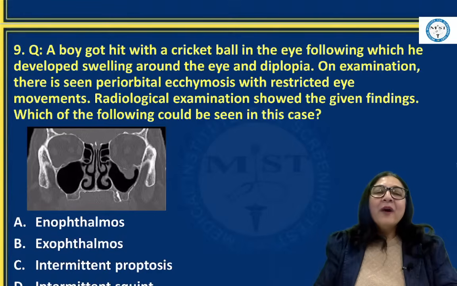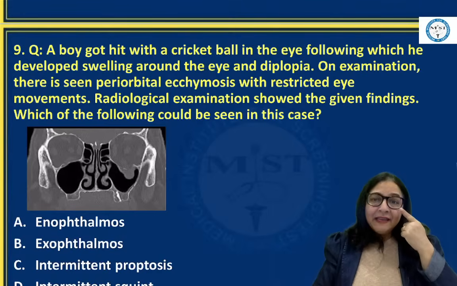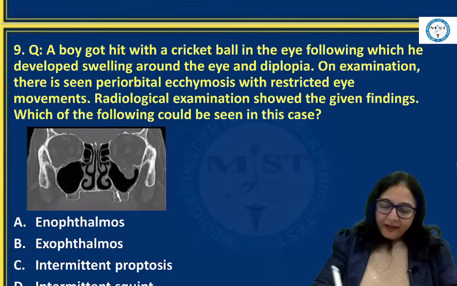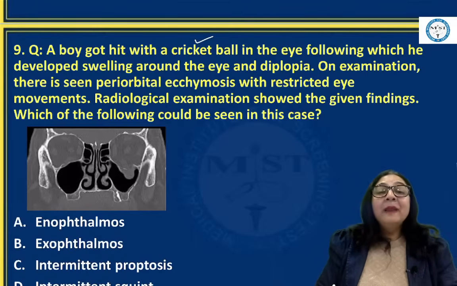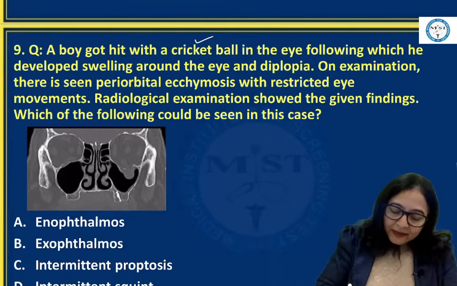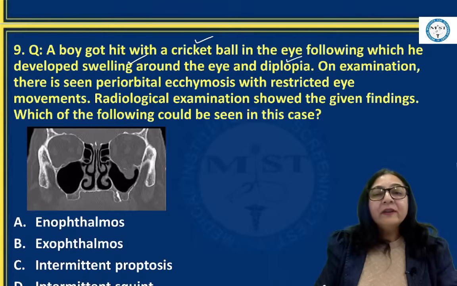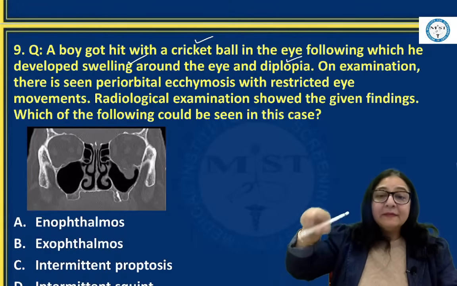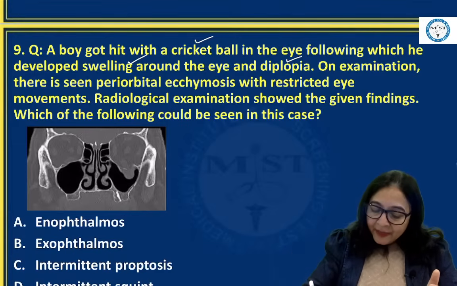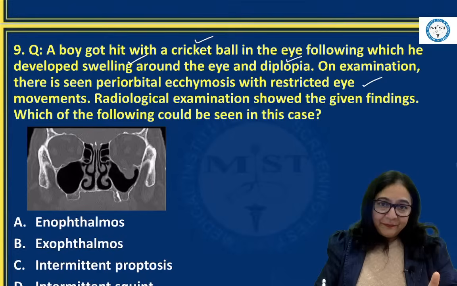Okay. A boy got hit with a cricket ball in the eye, following which he developed swelling around the eye and diplopia. So, injury with a blunt object, cricket ball, blunt trauma, swelling around the eye, double vision. On examination, there is periorbital ecchymosis. Periorbital ecchymosis means bruising around the eye, and restricted eye movements.